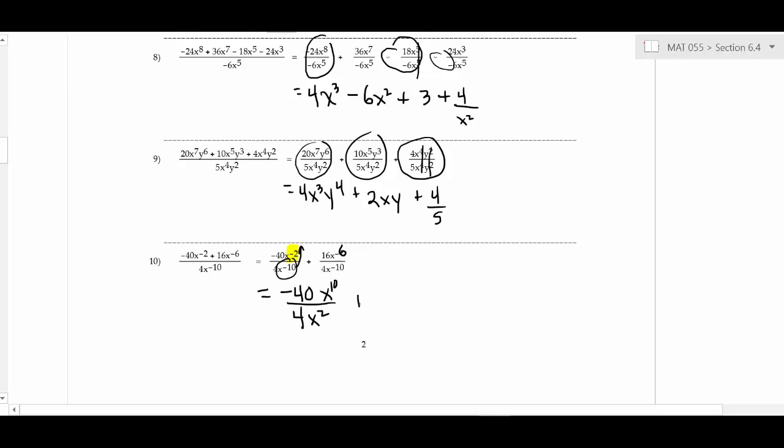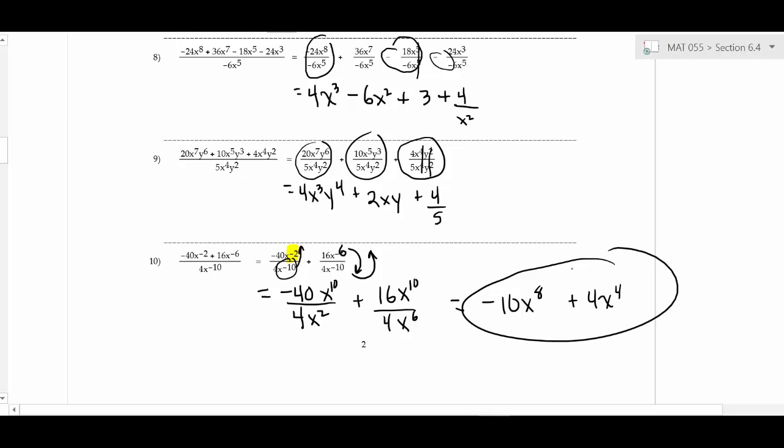Then the next one you're going to have 16 over 4. Take the negative 6 to the bottom. Now the exponent becomes positive. Negative 10 to the top. If you just do that, you're going to do fine because you're doing what you just got through doing. So the answer should be negative 10, x to the 8th on that, and then this would be 4x to the 4th, since there's 4 more x's on the top of the fraction. Does that look okay?